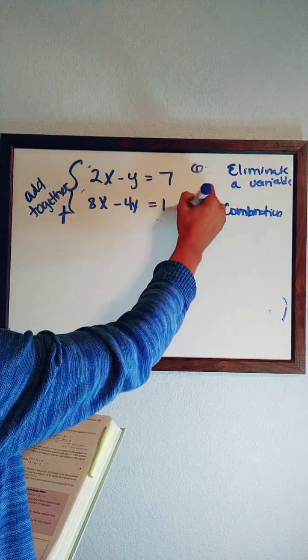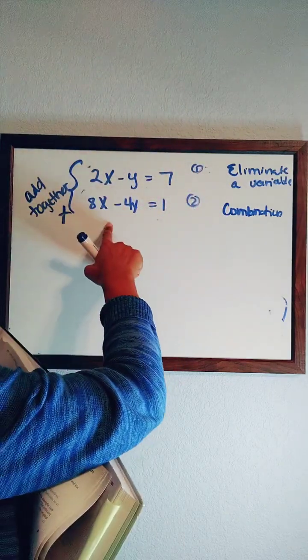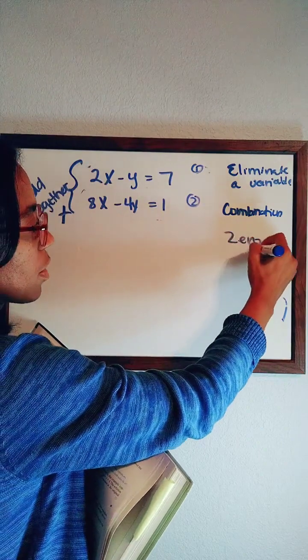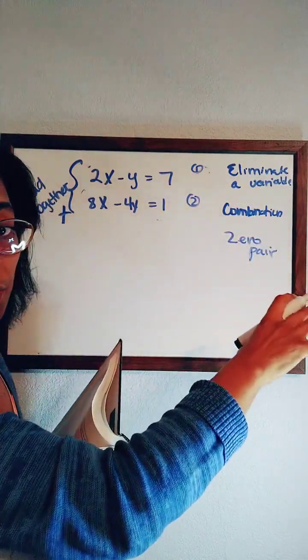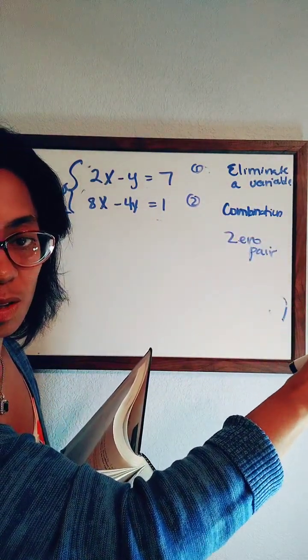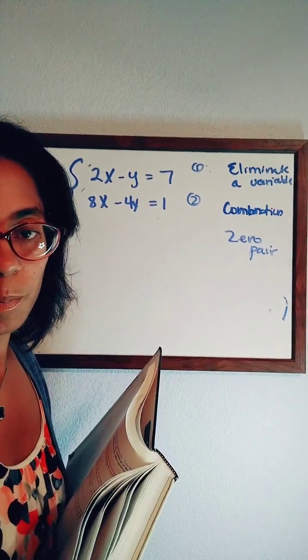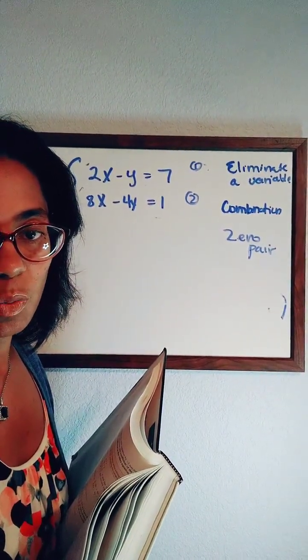Okay, so this is equation 1 and this is equation 2. I need to add them together, but I need them to make a zero pair. So my whole entire purpose is to create a zero pair so that one of them goes away.